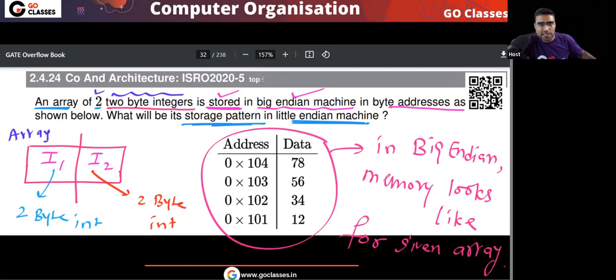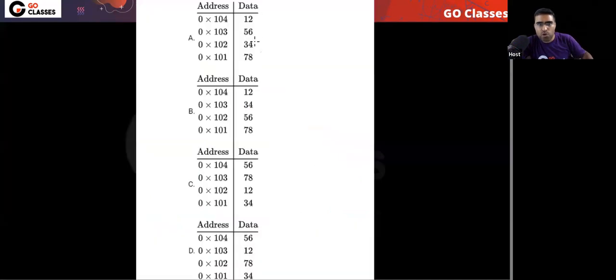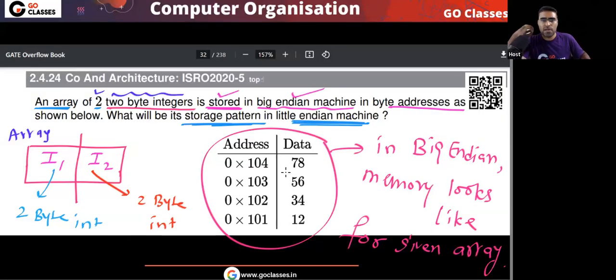Now, in the little endian machine, how will it look? The options A, B, C, D are already given to you. First write your answer in the copy, and then I will show you the options. Tell me the answer.